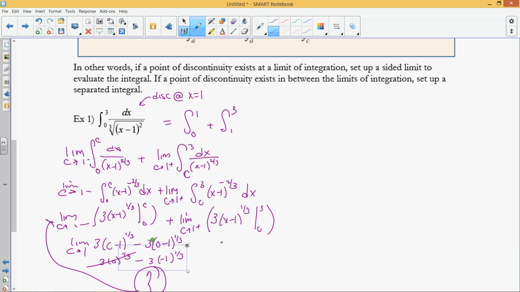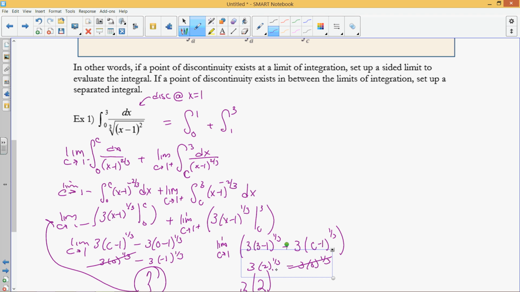Now let's try the next one. The limit as c approaches 1 of 3 times 3 minus c, to the 1/3, minus 3 times c minus 1 to the 1/3. And as c approaches 1, this is going to be 3 times 2 to the 1/3 minus 3 times 0 to the 1/3, because c equals 1, which is going to be 3 times 2 to the 1/3.